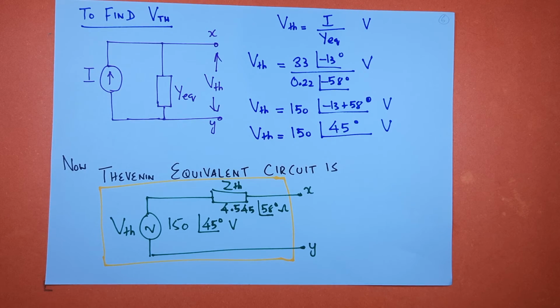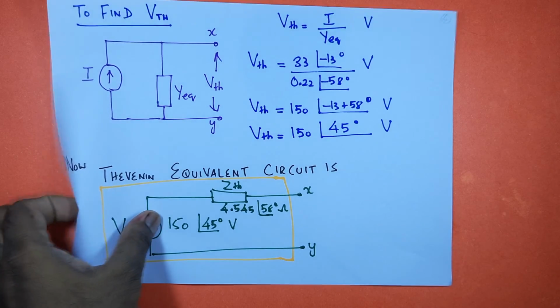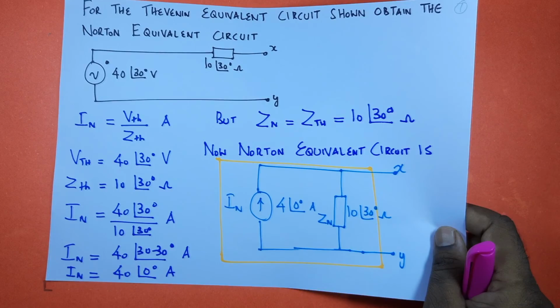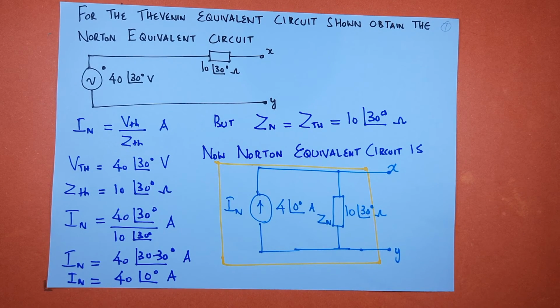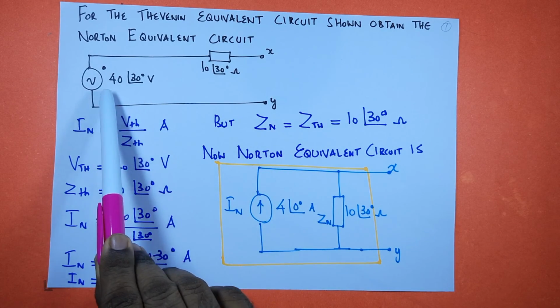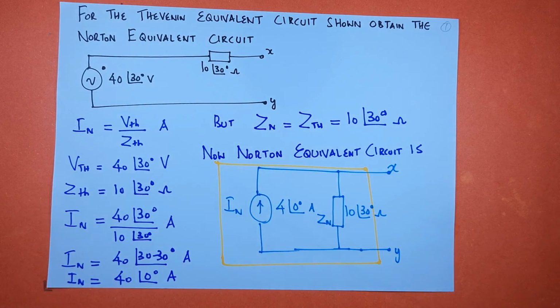Another simple example, just for example only. Here the Thevenin equivalent circuit is already given. For the Thevenin equivalent circuit shown, obtain the Norton equivalent circuit. So this is your Thevenin equivalent circuit, right? This is your Thevenin voltage, this is your Thevenin resistance. You get the Norton equivalent circuit.